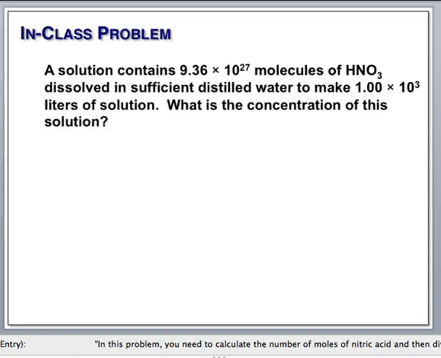Well, if we had 1 mole of nitric acid, we would have 6.02 times 10 to the 23rd molecules, wouldn't we? So to convert our molecules into moles, all we have to do is divide by Avogadro's number. Once we have moles, we simply divide by our volume, and we get concentration.